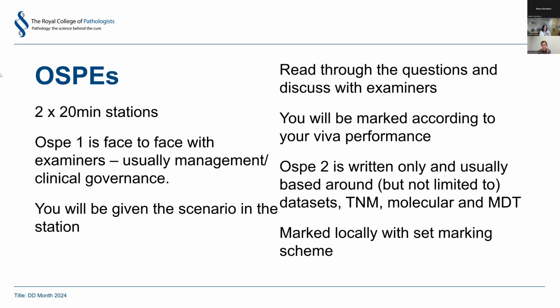The OSPE 2 is a written paper and is usually based around, but not limited to, things like data sets, the TNM, molecular, MDTs. You will be marked on your written answers to a specific set of centrally set questions, and also marked locally with a centrally set marking scheme.